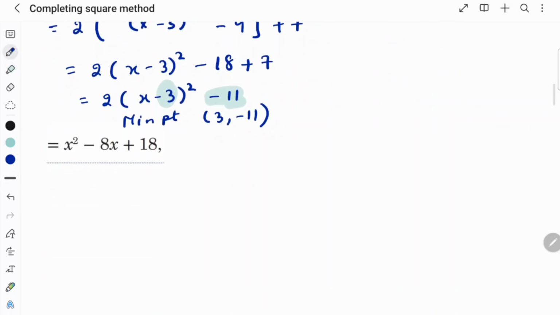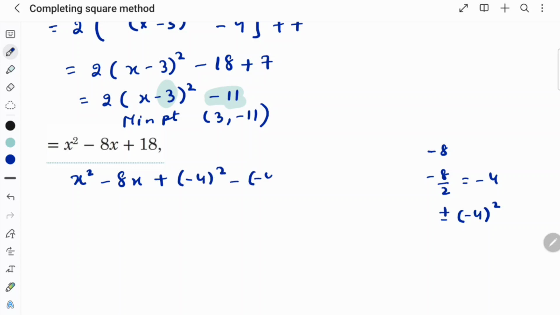Now look at this question. This is again a simple and easy question. So x square minus 8x, the coefficient of x is minus 8, half of it is minus 8 over 2, which is minus 4, plus minus minus 4 square we'll have to do. So plus minus 4 square minus minus 4 square and plus 18. Alright, so this is becoming x minus 4 whole square minus 16 plus 18.